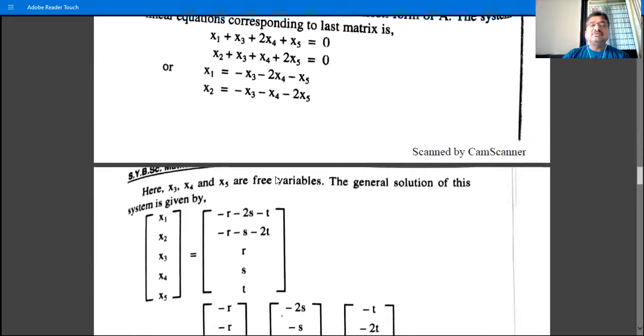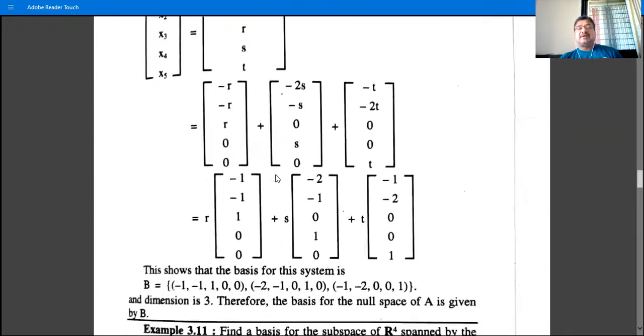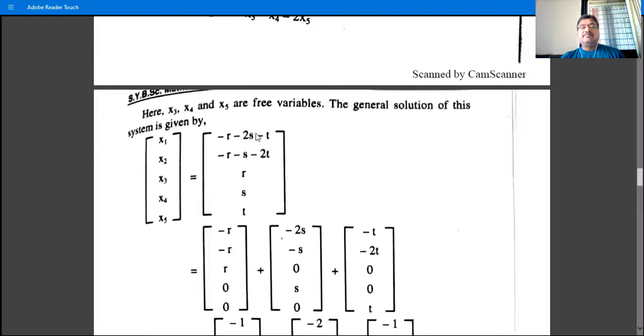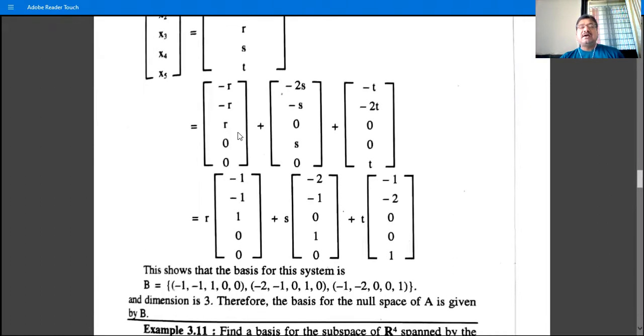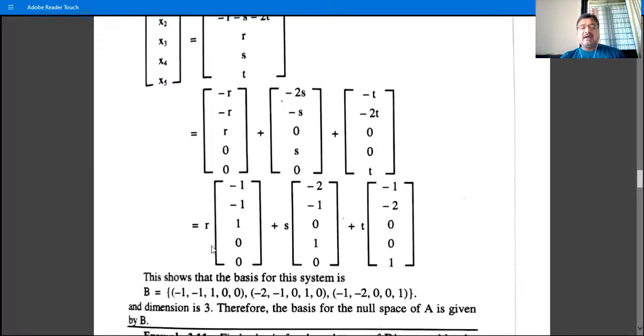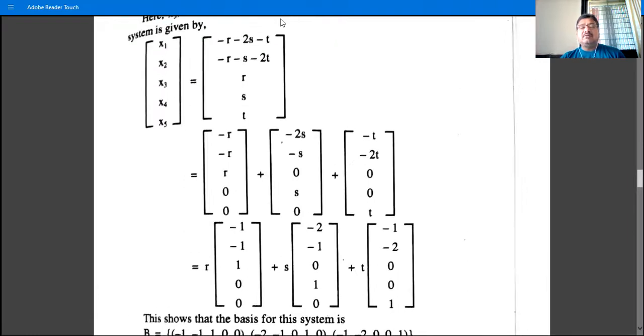Now we have to write this solution in matrix form, as an addition of terms. Take r common, and directly write r + s + t. So what are the coefficients of r? -1, -1, 1, 0, 0.